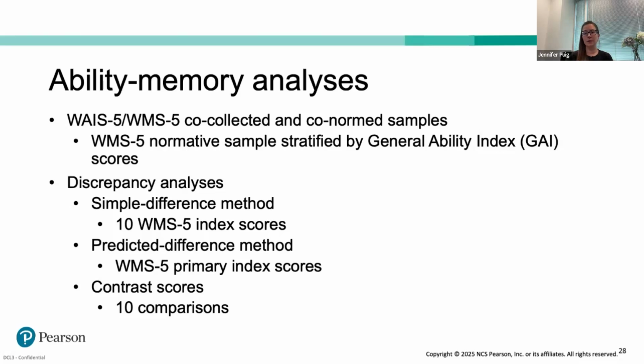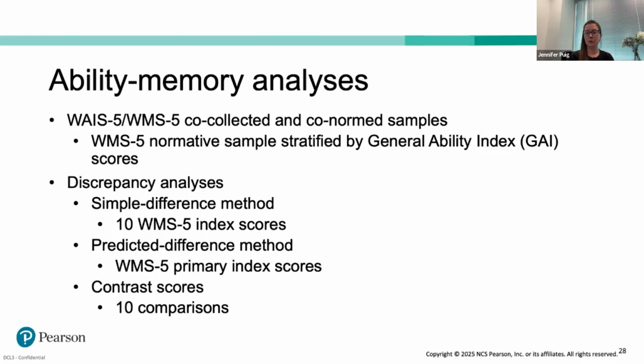The simple difference method, in which the WMS-5 index score is subtracted from the WAIS-5 composite score. This is available for the WMS-5 primary indexes and all the ancillary index scores except for the single trial and multi-trial learning indexes. The predicted difference method, in which one of the WAIS-5 composite scores is used to predict a WMS-5 primary index score, and then the predicted WMS-5 index score is subtracted from the actual WMS-5 index score. This is only available for the 5 WMS-5 primary index scores. And then finally, contrast scaled scores.